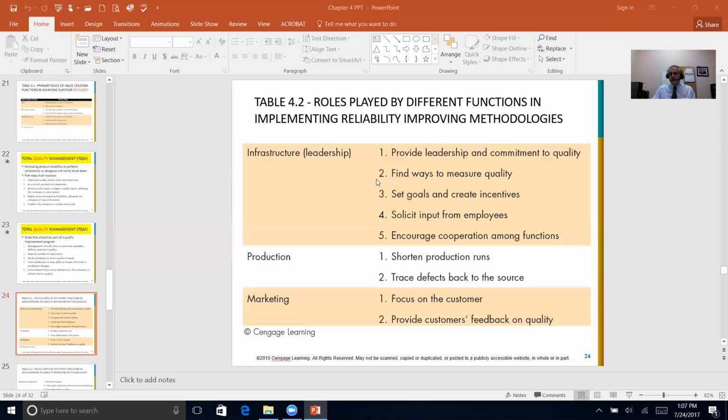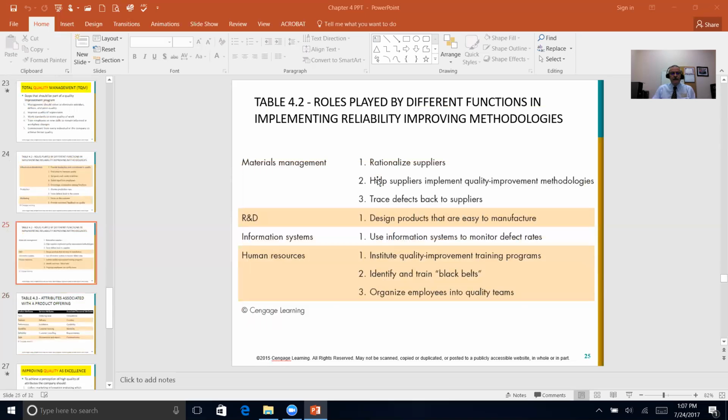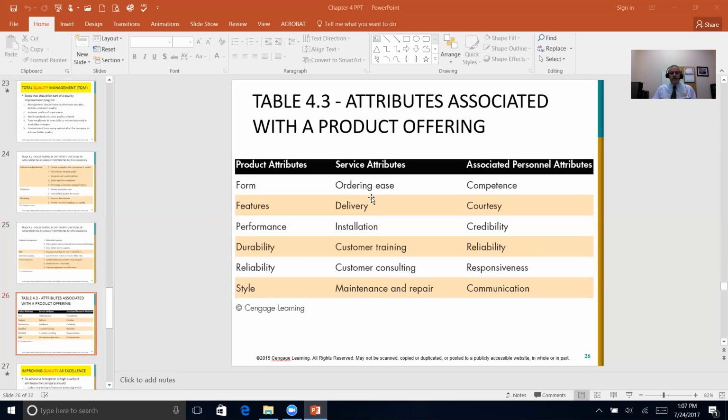They all got to be on the same sheet of music, so to speak. Here we are, materials management, research and development, information services, as well as human resources as well. All of these has got to be working closely together to ensure that we're meeting the needs of our customers to improve our quality, again, improving our overall profitability.